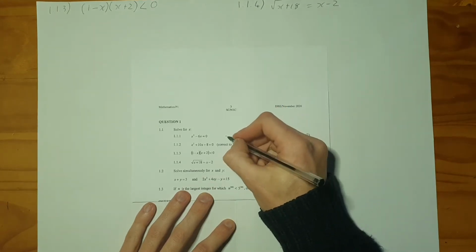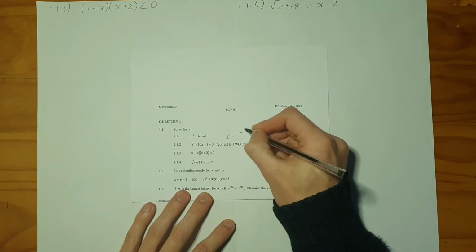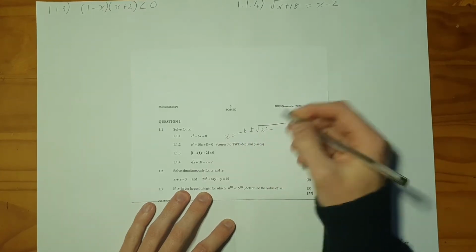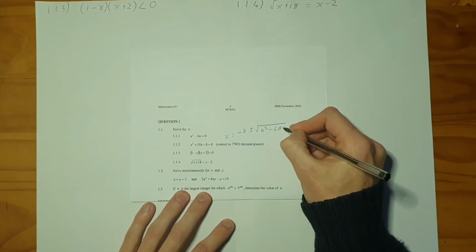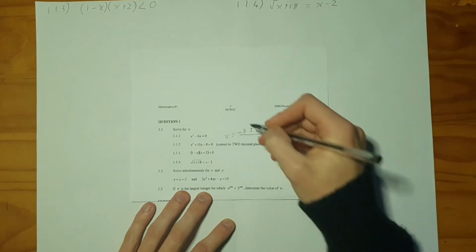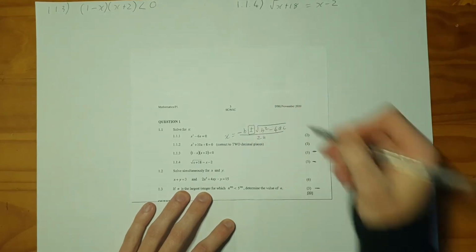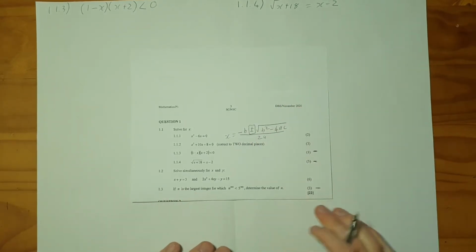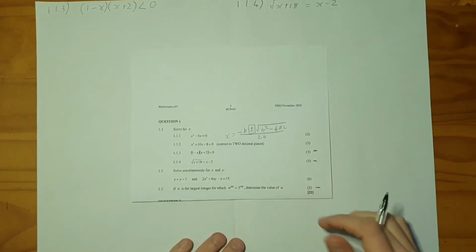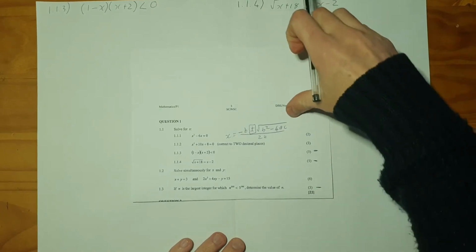So the quadratic formula, just remember x equals negative b plus minus the square root of b squared minus 4ac all over 2a, and that gives you two answers because it's plus or minus at the top there. Okay, so I want to start by focusing on 1.1.3, which is your inequality.